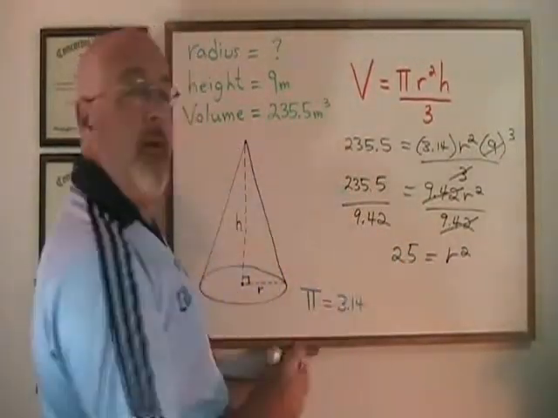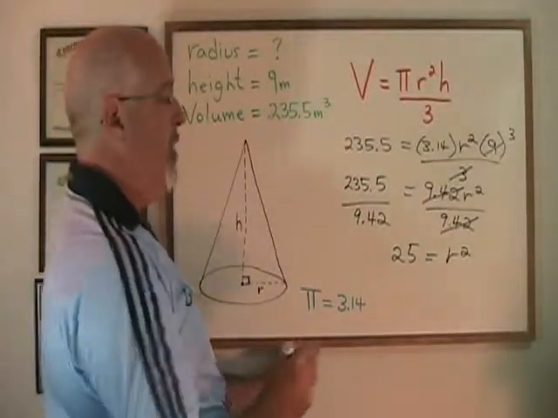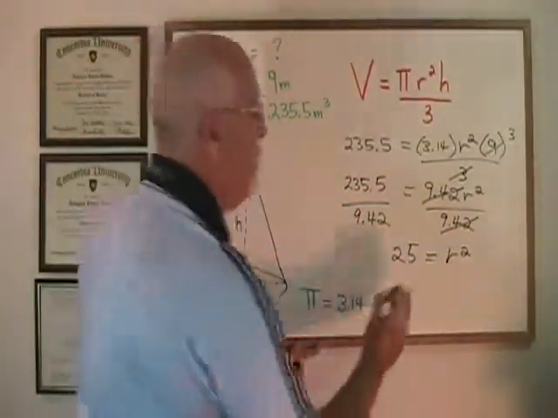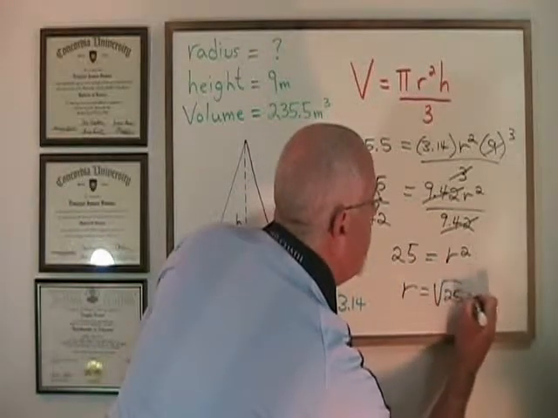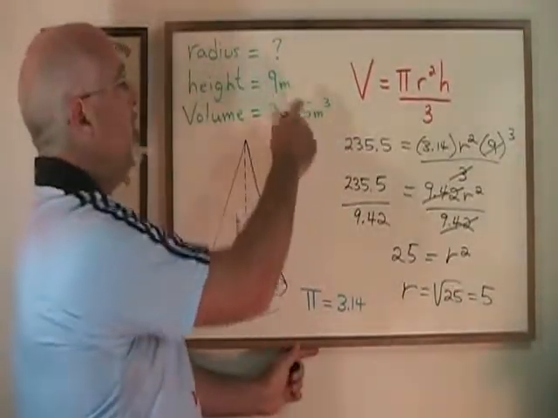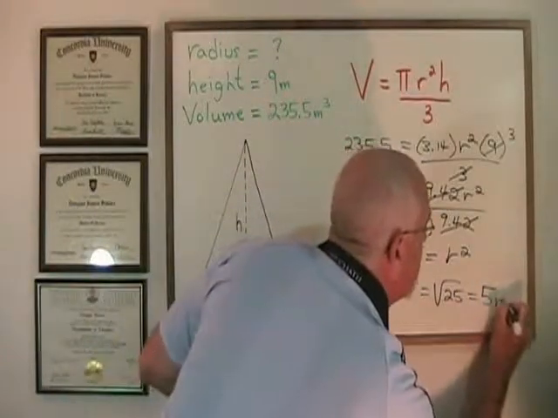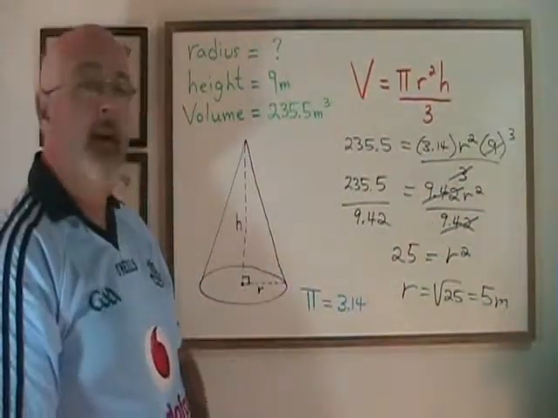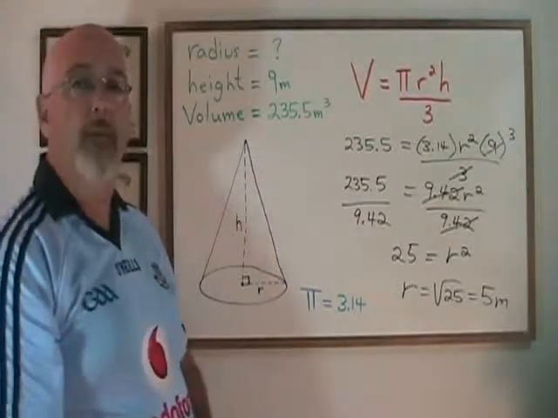We have found r squared, but we are asked for r, the radius, so we still have a step to do. We have to find the square root of 25. R is going to be equal to the square root of 25, which is 5. And since our original units were meters and meters cubed, the radius is a distance, it will be measured in meters. This is an example of how you find the radius with the volume formula for a cone.